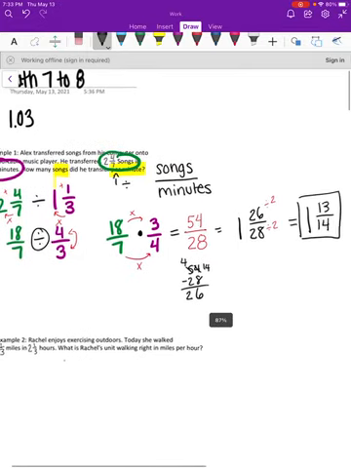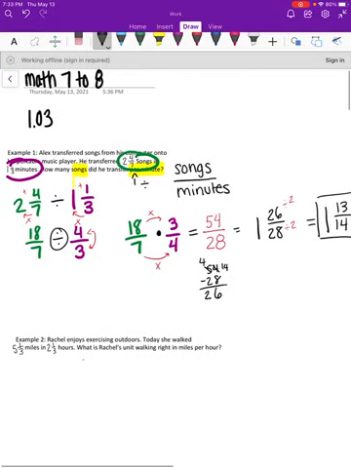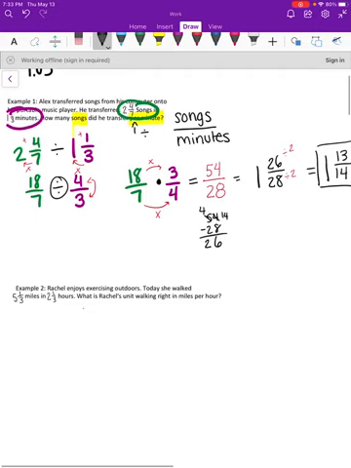That's kind of a lot of work to answer that one. That's okay. Let's move on to example 2. We're going to kind of be doing the same thing. Rachel enjoys exercising outdoors. Today she walked 5 1/3 miles in 2 1/3 hours. What is Rachel's unit walking rate in miles per hour? Oh, I think that was supposed to say rate. So we want miles divided by hours. Because remember, per means divide.